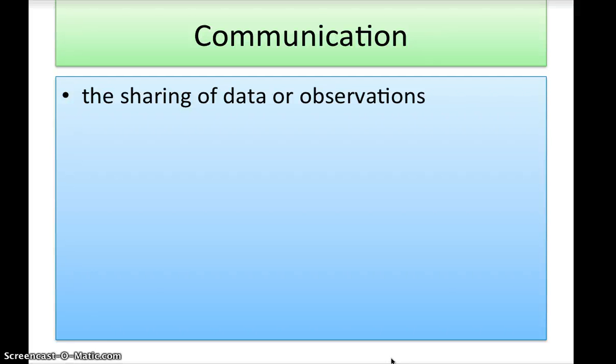Communication is our next science processing skill. Observing, or observations, were first. Now it's communication. Communication is the sharing of data or observations when we talk about science. The most simple way we do this is talking about them. You'll share your information with your lab partners or other people in class.